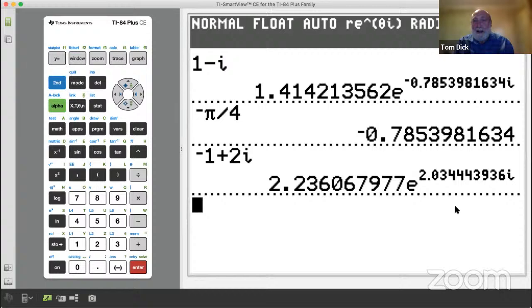By the way, just an anecdote. If you look at this exponential polar form, if you had a radius of 1 and an angle of pi, let's see, I think it ends up being equivalent to, let's see, -1.